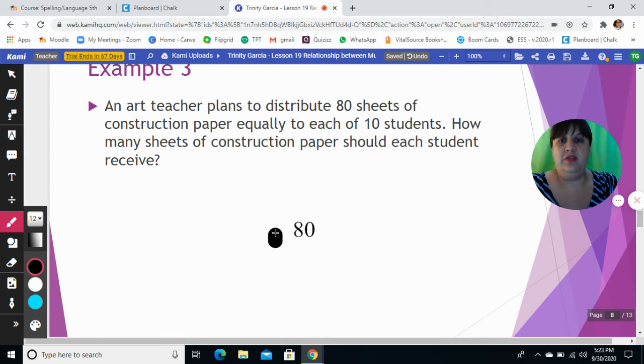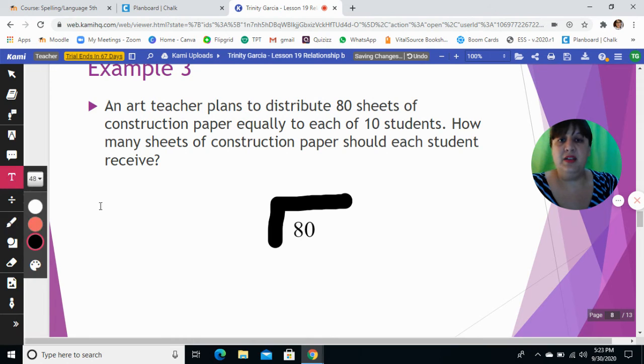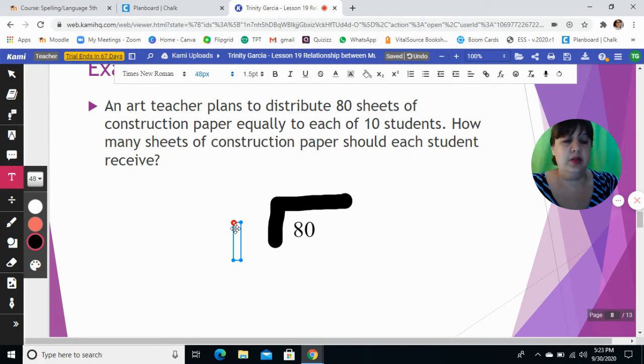Okay, we're going to draw our division box. It's still going to be nice and fat. Okay, and we know that 10 is what she's dividing by because it says she has 10 students. So we're going to put a 10 here on the outside of our division box and the 80 is in the middle. And we know that we can solve it by using a multiplication problem.